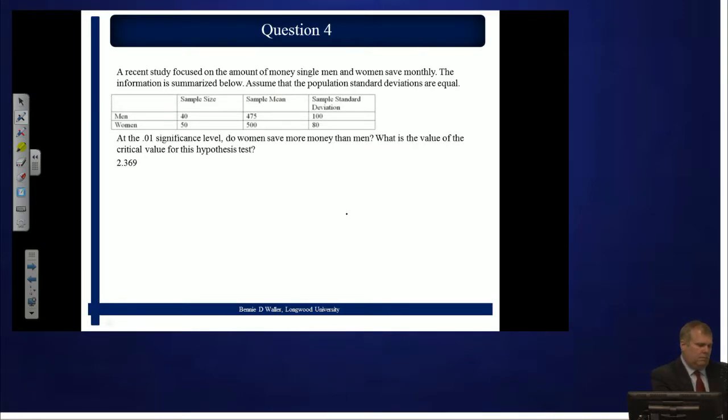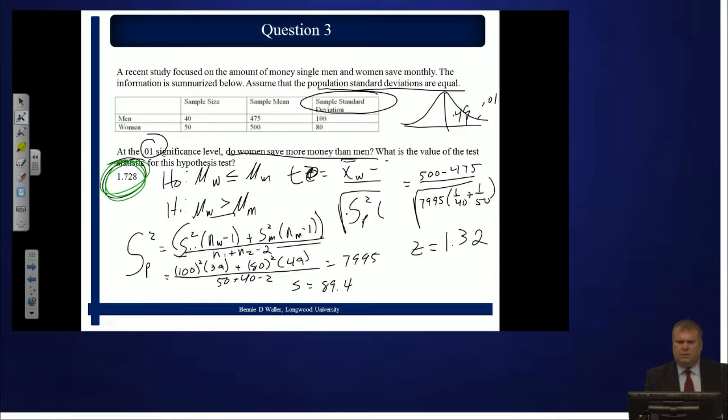Question 4. Question 4 says a study focused on the amount of money single men and single women. I guess this is the same question. It just wants us to calculate the T. Is it the same question?